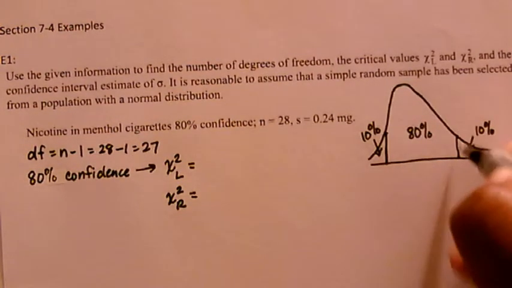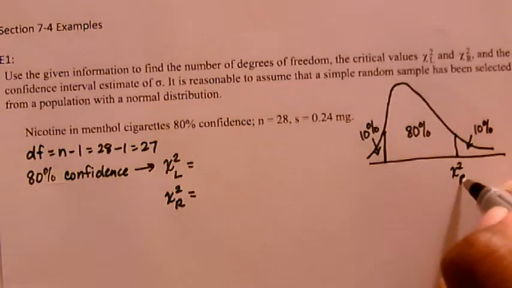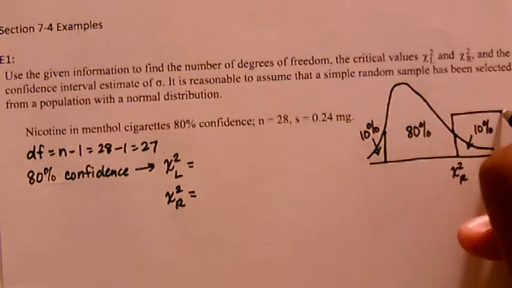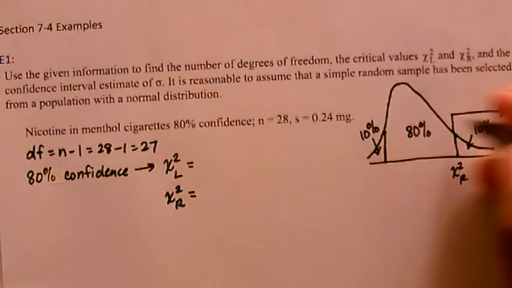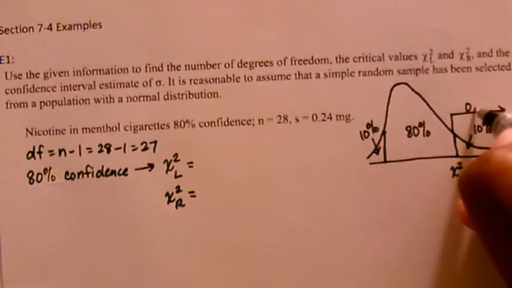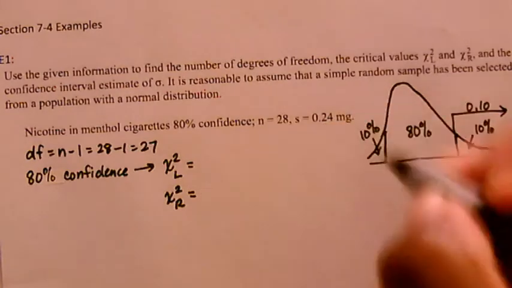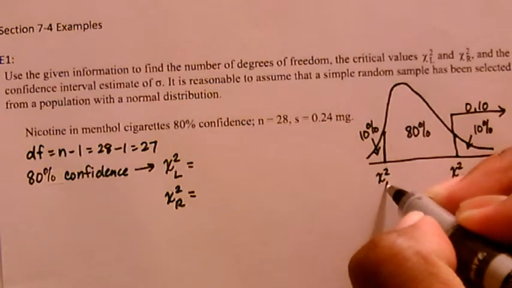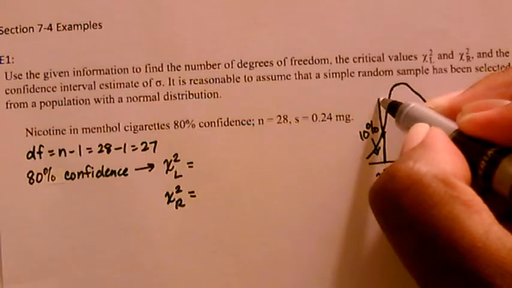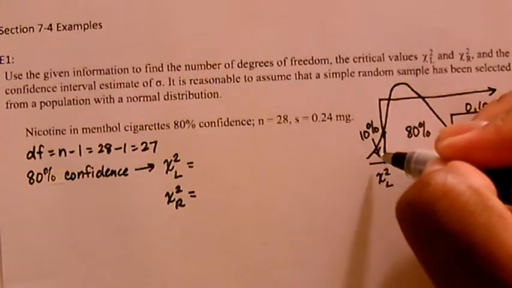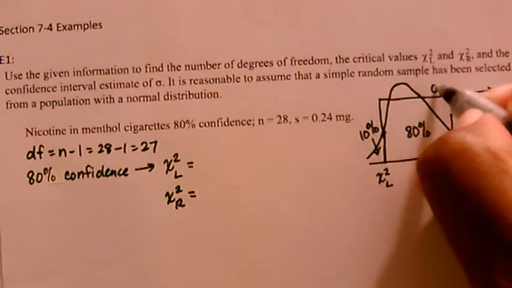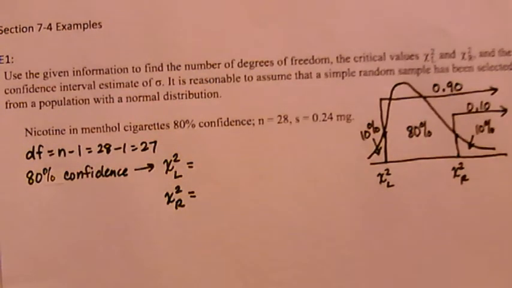Well, the chi-square value on the right is easy to find. This is your chi-square value on the right. Now keep in mind we're dealing with the cumulative area on the right for both chi-square values here. So for the chi-square value on the right, the area to the right is 10% or 0.10. Now for your chi-square value on the left, we want this area to the right. So if this is 10%, this area to the right must be 90% or 0.90.